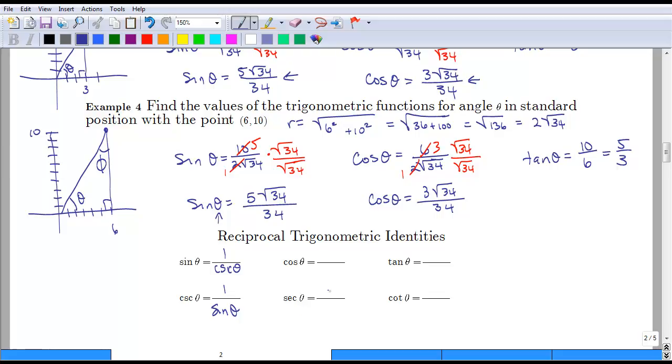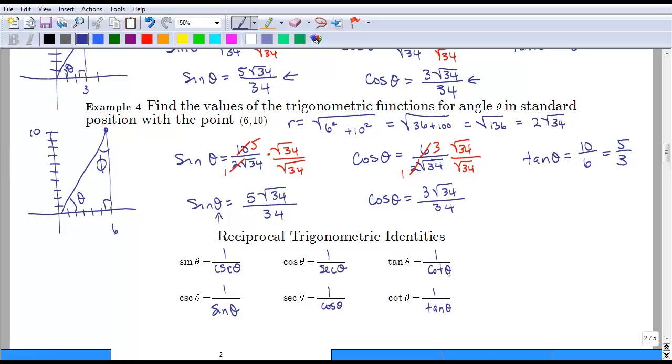Cosine and secant are reciprocals. So secant is 1 over cosine of theta. Cosine is 1 over secant of theta. And finally, tangent and cotangent are reciprocals. So tangent is 1 over cotangent of theta, and cotangent is 1 over tangent of theta.